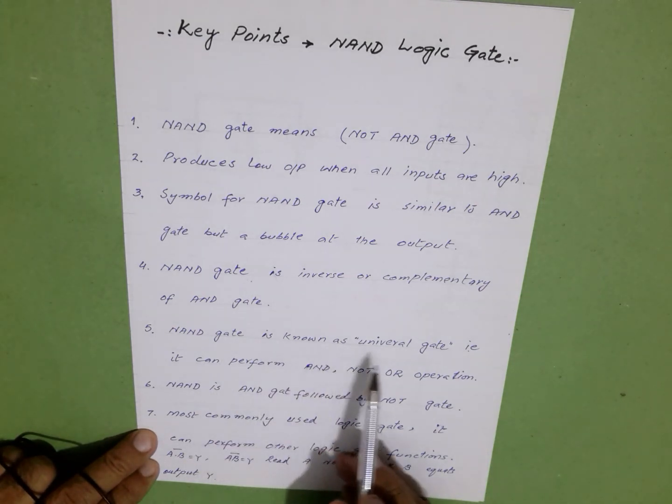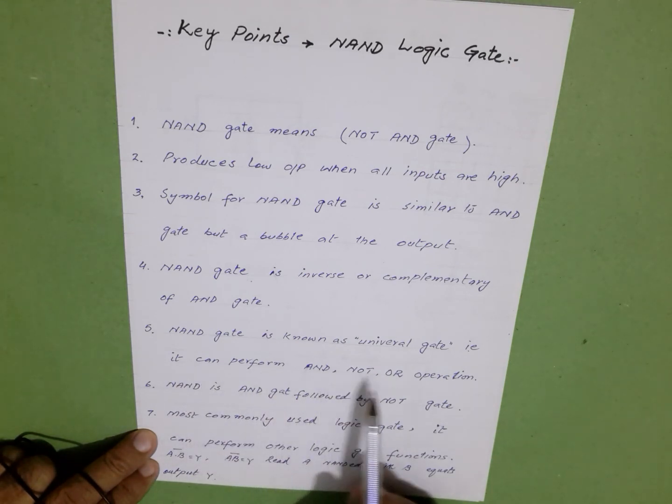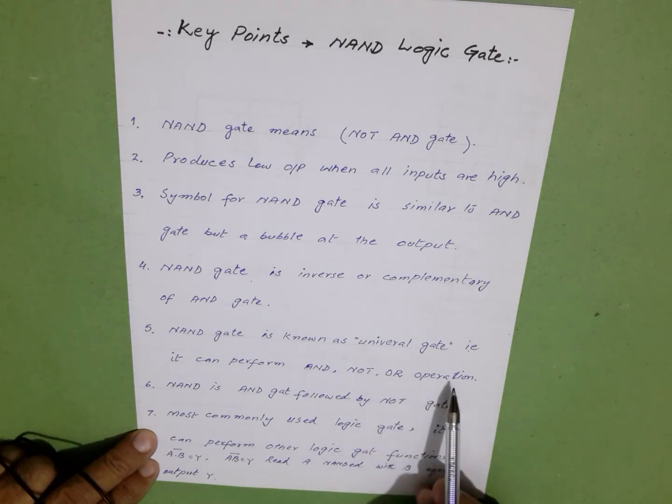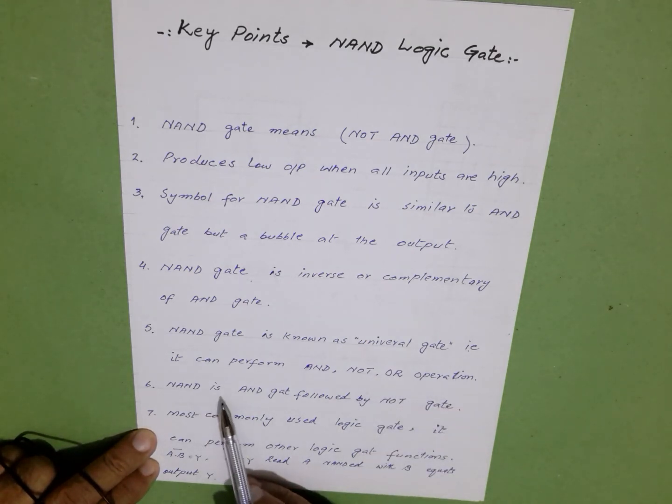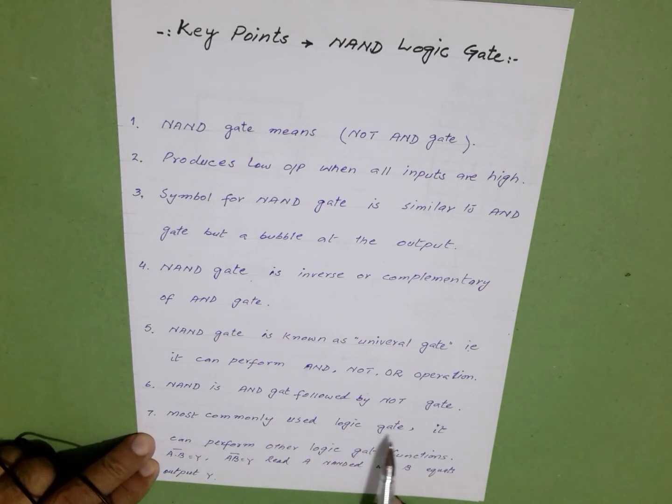NAND gate is known as a universal gate, that is, it can perform AND gate operation, NOT gate operation, or OR gate operation. NAND is AND gate followed by NOT gate, most commonly used logic gate. It can perform other logic gate functions. A dot B whole bar is equal to Y. This is the Boolean expression of NAND gate.